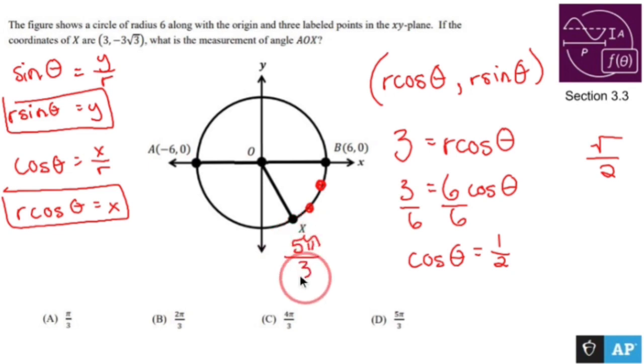Now this 5 pi over 3 considers the whole thing. I don't want the whole thing. I want AOX. So rather than do the whole thing, I'm going to subtract out a pi from this. So 5 pi over 3 minus a pi, basically just subtract 3 over 3, and you get 2 pi over 3. So a very bizarre problem, potentially confusing, but these aren't supposed to be easy. They're just supposed to be fun, and it was.